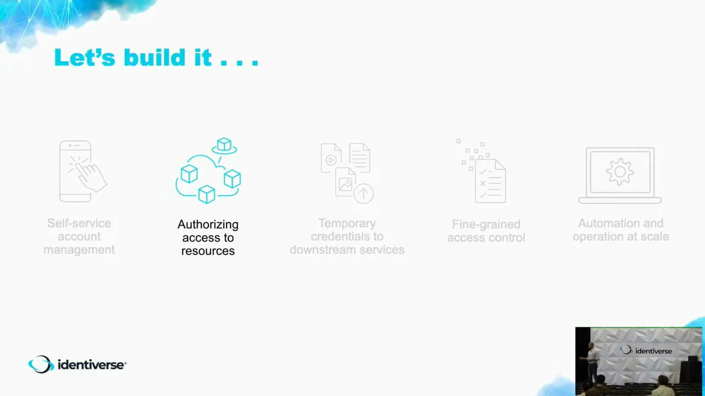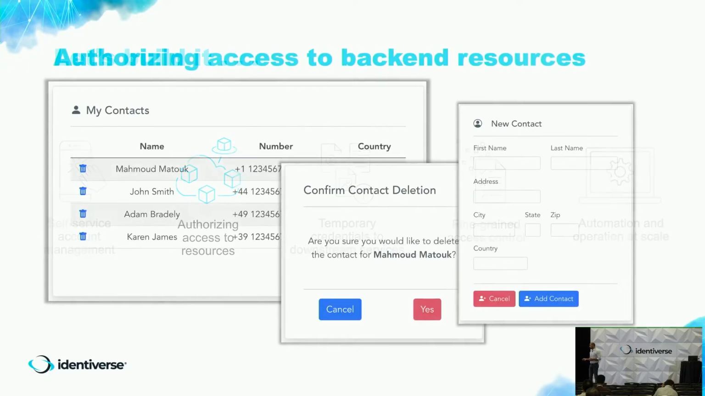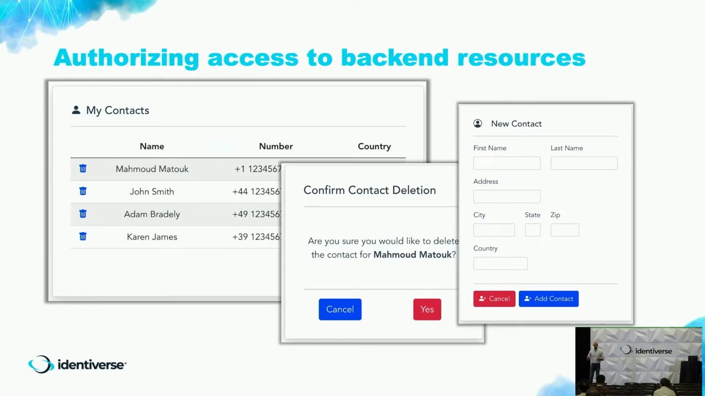The second part is authorizing access to resources. So I was able to successfully create a user. I was able to authenticate the user and get tokens into my web app. How do I use these tokens to authorize access to the backend? In this application, the backend is all built on API Gateway. So authorizing access to the backend here means authorizing access to these APIs.